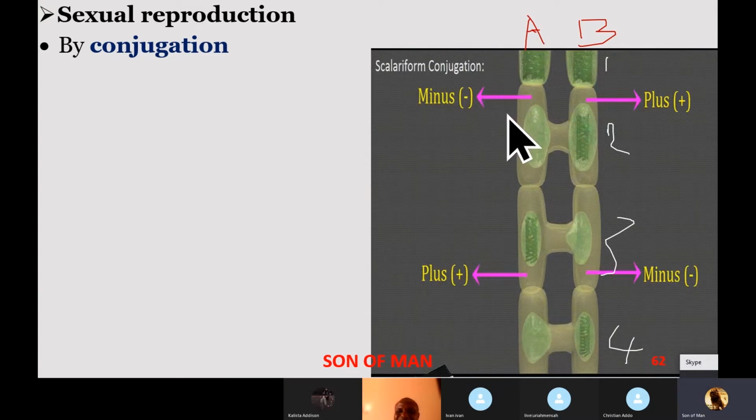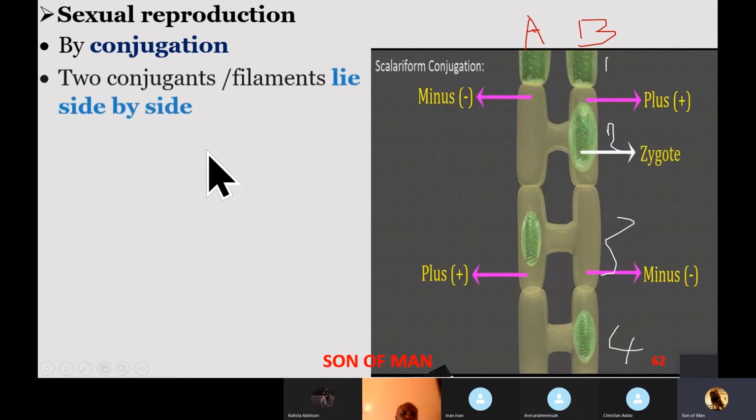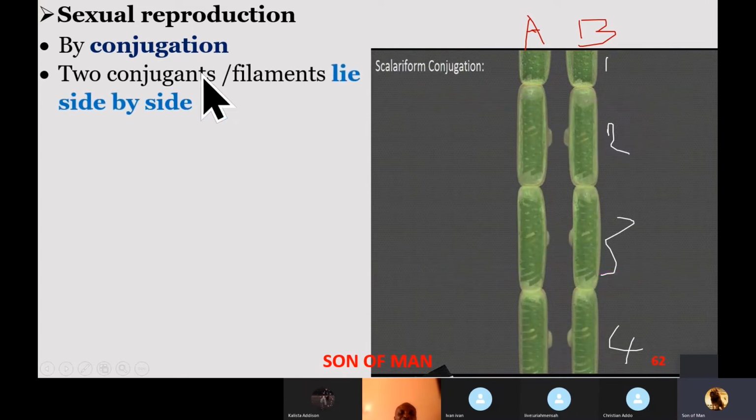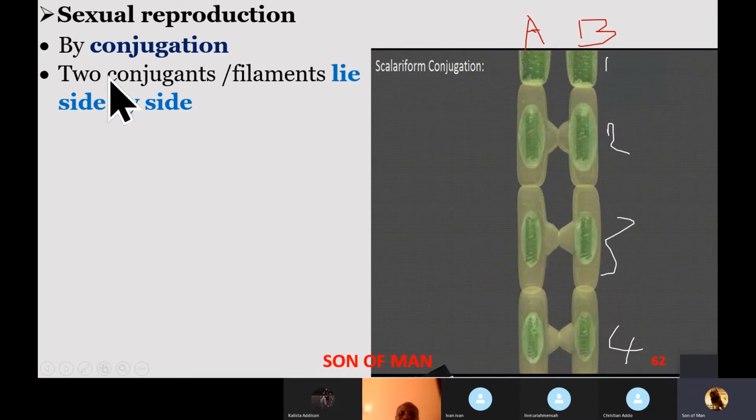Any cell losing its content to the adjacent filament cell is referred to as the minus, and the adjacent cell of the second filament receiving the material of the other filament is referred to as the plus. So let's go to the text. Now for conjugation, we must have two filaments lying side by side, or two conjugates.